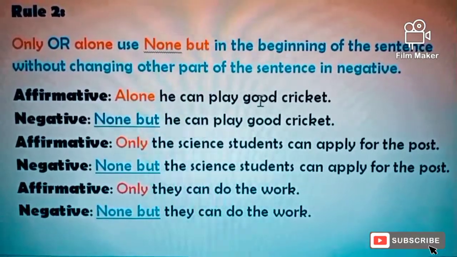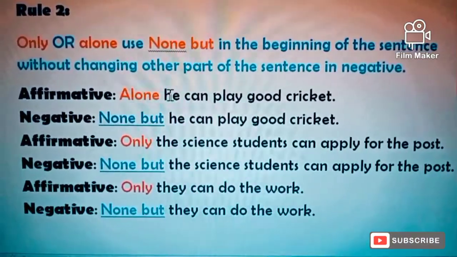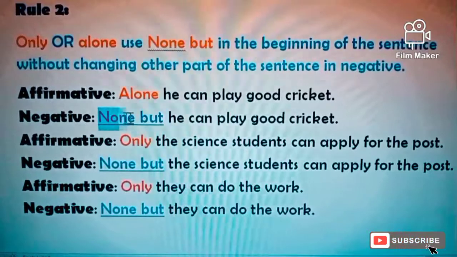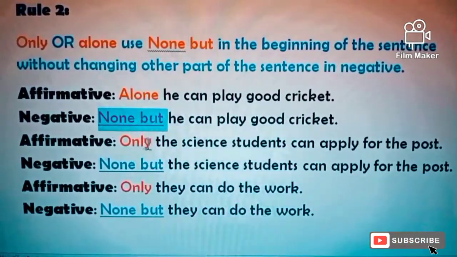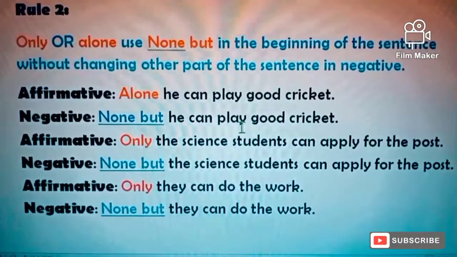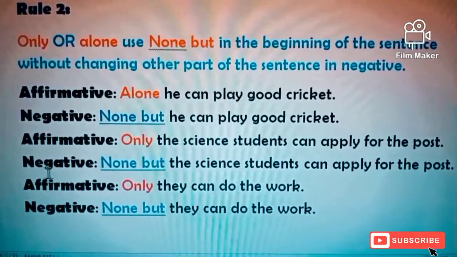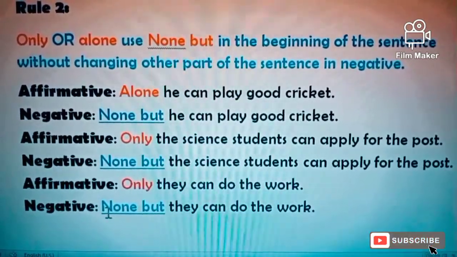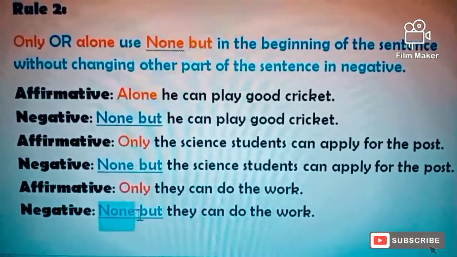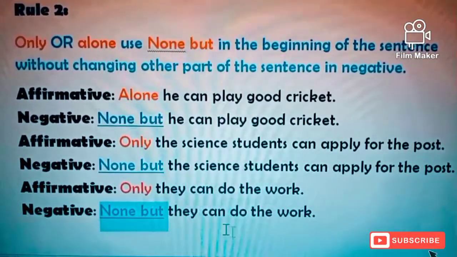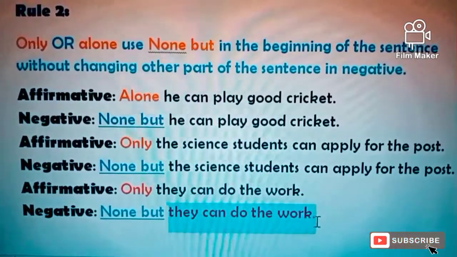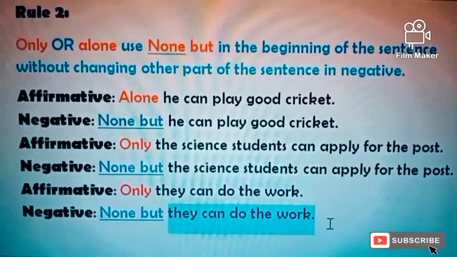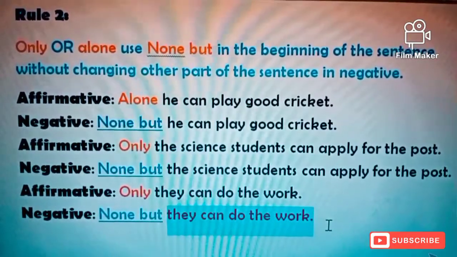Alone he can play cricket. Here the affirmative sentence begins with alone. We need to remove it and use none but in order to make it negative. So the answer is: None but he can play good cricket. Next example, only they can do the work. Here we can remove the word only and use none but: None but they can do the work. This is a very simple rule that can be applied to convert positive to negative sentences.